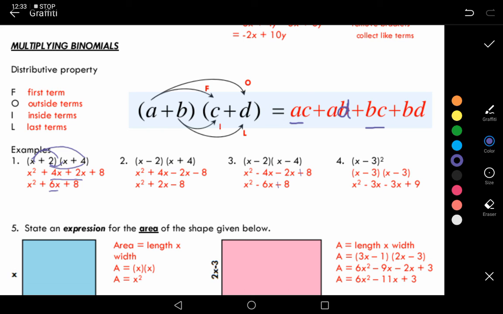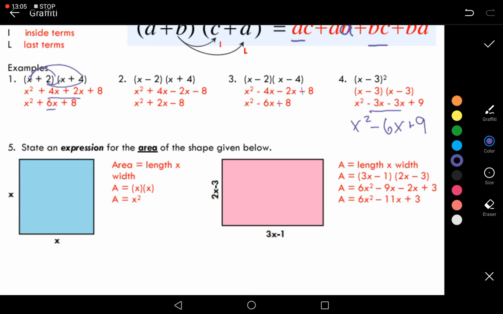Once you've done that, you're simply using FOIL. Again, x times x is x squared. X times negative 3 is negative 3x. Negative 3 times x is negative 3x. And negative 3 times negative 3 is positive 9. Then we just have one last step, remember, because we have to collect those like terms. I can see that I have two x terms there. So I'd have x squared, negative 3 minus 3 is negative 6x, plus 9. Now that is fully simplified.